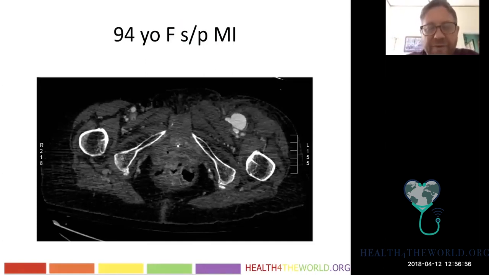Other problems with the common femoral artery. This is a 94-year-old female, status post MI, and she has an interesting finding here, which is that there's this large vascular structure which is very bright, and it is not seen on the other side. So immediately our interest is piqued because we should see symmetry, especially in the lower extremities and the upper extremities too, but we don't see that here. And so we're left wondering what this is.